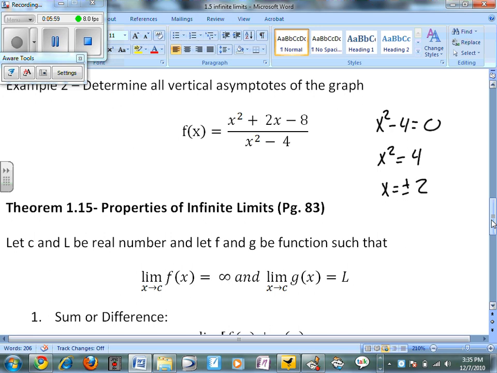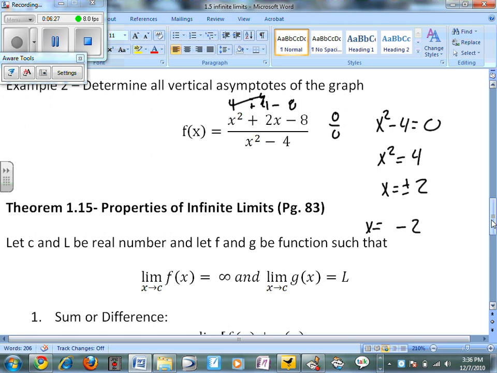So plug positive 2 in. If I plug in positive 2, I get 4 plus 4 minus 8. Uh-oh. Positive 2 is not going to be an asymptote because we have 0 over 0. All right, so positive 2, throw that one out. Try negative 2. So I'm going to get 4 minus 4 minus 8, so I get a negative 8 over 0. So at x equal to negative 2, we're going to have a vertical asymptote.